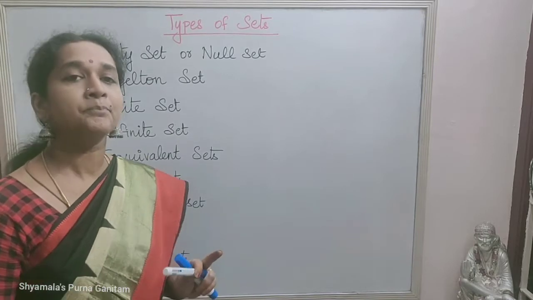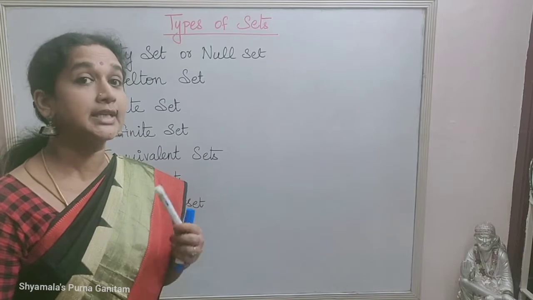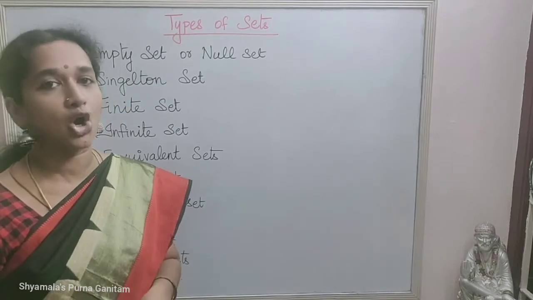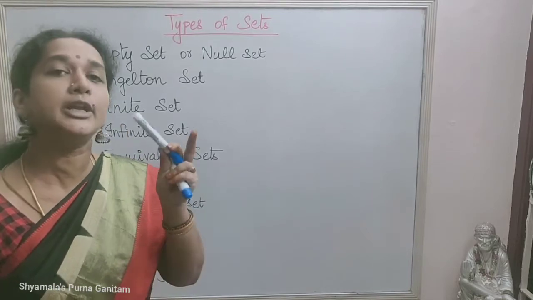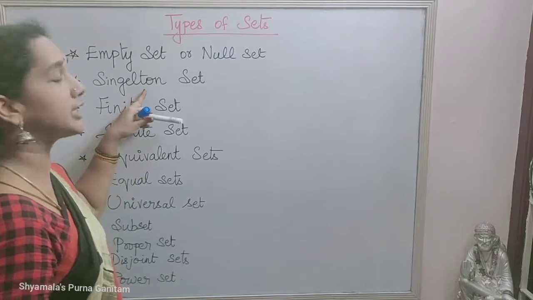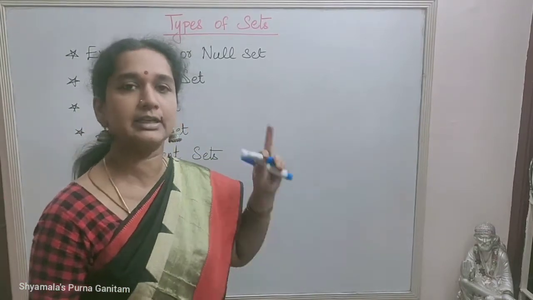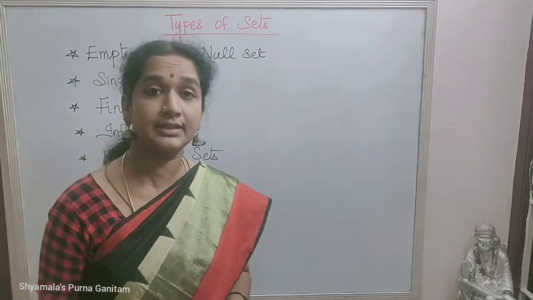For example, the even prime number. There is only one even prime number. What is that? 2. 2 is the even prime number. All other prime numbers are odd numbers. Only 2 is the even prime number. So that is a singleton set. That is, there should be only one element in the set. Then the next one is the finite set.